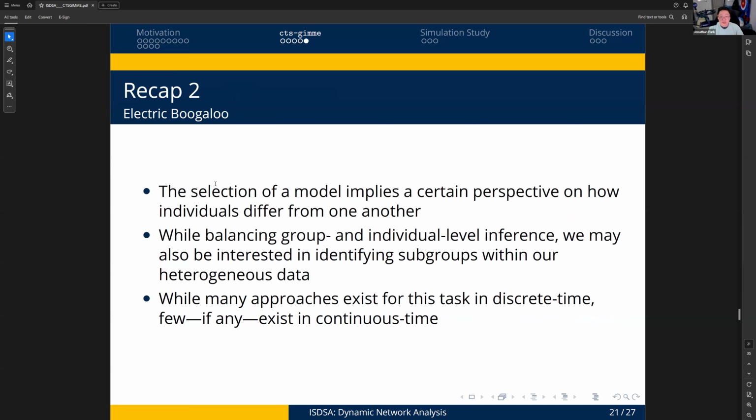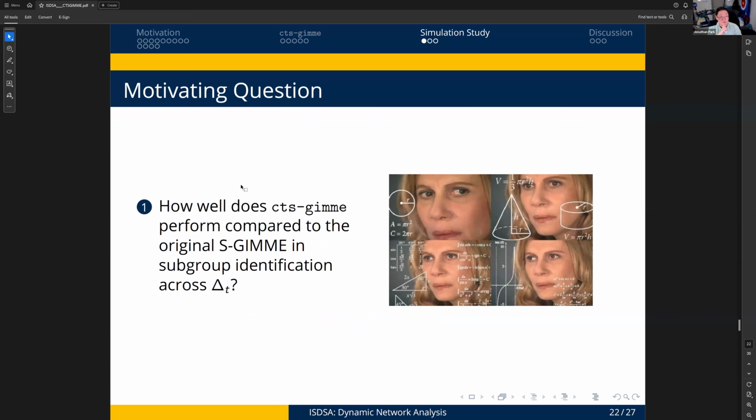So just a second recap. In this case, the selection of a model implies a certain perspective of how individuals differ from each other. And while we balance this group and individual level inference, we also might be interested in identifying subtypes of individuals. And while most approaches exist in discrete time, this is one of the first for modeling and finding subgroups in the continuous time framework.